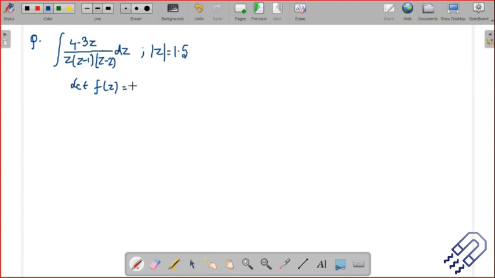Let f(z) be equal to 4 minus 3z. That's my function. And then we can actually find the partial fraction. So let's just do it. 1 divided by z, z minus 1, z minus 2, right, can be written as a divided by z plus b. You already know a technique, which is actually a longer technique, to find the partial fraction.